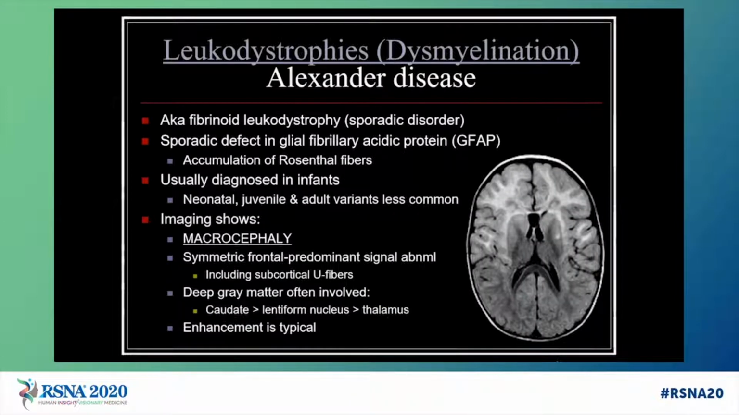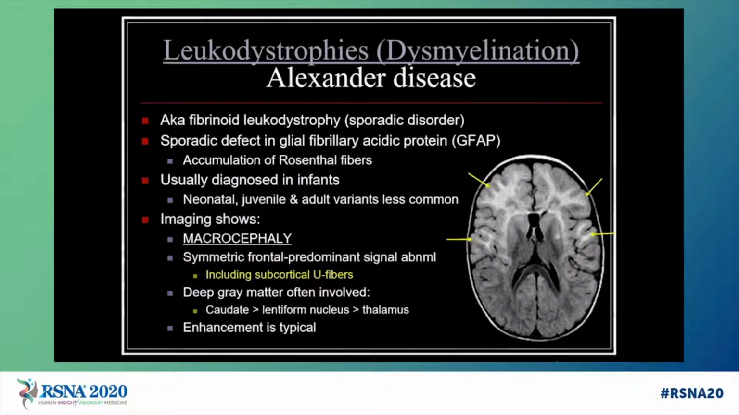Next is Alexander disease, which is also known as fibrinoid leukodystrophy. And this enzymatic deficiency leads to accumulation of Rosenthal fibers. It's usually diagnosed in infants, but you have neonatal, juvenile, and adult variants that are less common. Classically, on clinical presentation, patients will present with macrocephaly, and on imaging, we're going to see symmetric, frontal predominant signal abnormality within the hemispheric white matter.